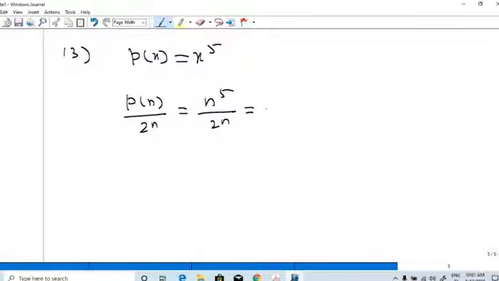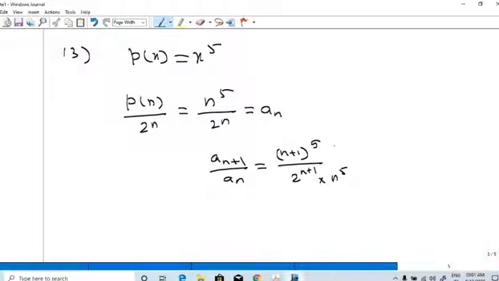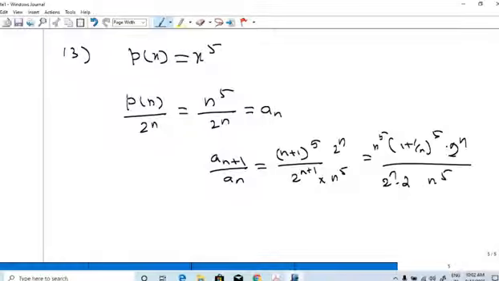So for simplicity call it a n. So now check a n plus 1 by a n. It's nothing but n plus 1 power 5 by 2 power n plus 1, into n power 5 in the denominator, 2 power n in the numerator. Therefore cancel 2 power n and then cancel n power 5. If we take n outside, we get n power 5 into 1 plus 1 by n power 5, then 2 power n by 2 power n plus 1, which is 2 power n into 2, into n power 5. Cancel n power 5 and then cancel 2 power n. Therefore we get 1 plus 1 by n, power 5, by 2. So this is a n plus 1 by a n.